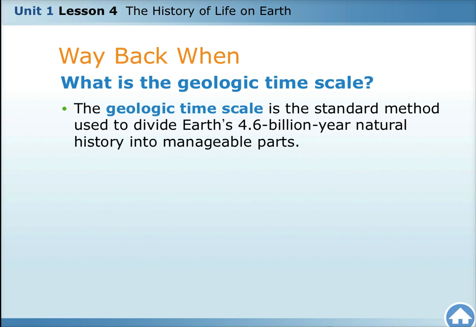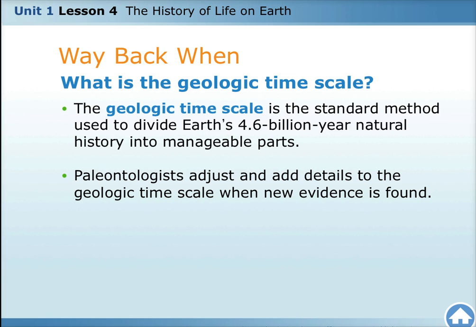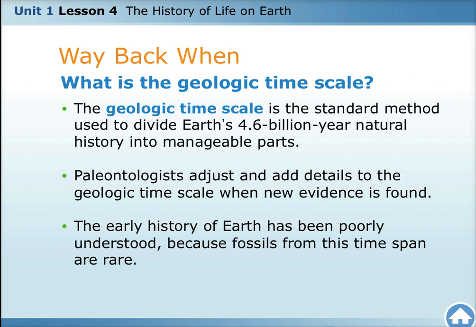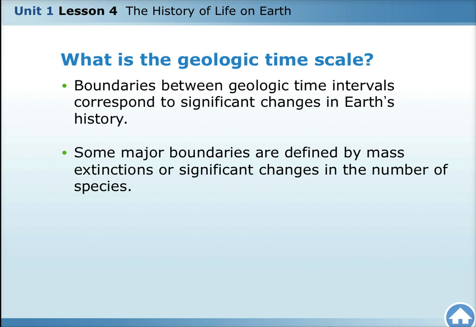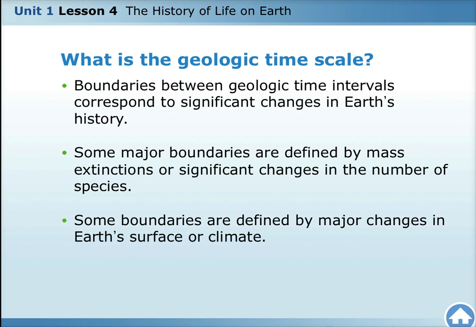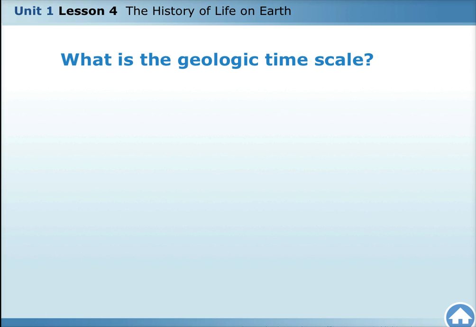The geologic timescale is a standard method used to divide Earth's 4.6 billion year natural history into manageable parts. Paleontologists adjust and add details to the geologic timescale when new evidence is found. The early history of Earth has been poorly understood because fossils from this time span are rare. Boundaries between geologic time intervals correspond to significant changes in Earth's history. Some major boundaries are defined by mass extinctions or other significant changes in the number of species. Some boundaries are defined by major changes in Earth's surface or climate.